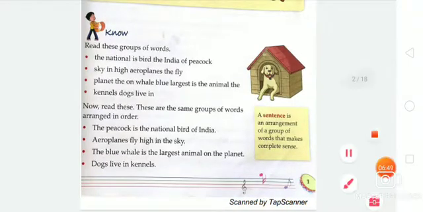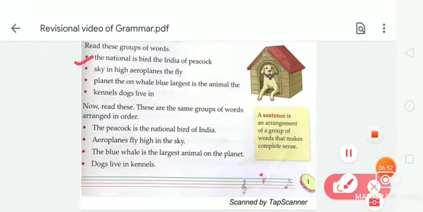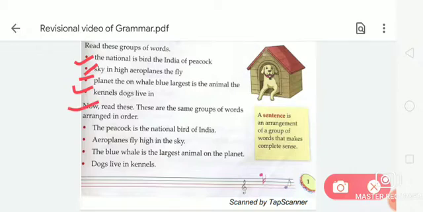Student, we are going to learn more examples that are given in your book. The first is: the national is bird, the India of peacock. Read this group of words. Second is: sky, in high aeroplanes the fly. Next is: planet, the on well, blue largest is the animal, the. Next is: canal dogs live in. Now tell me, read this sentence. These are the same groups of words arranged in order.